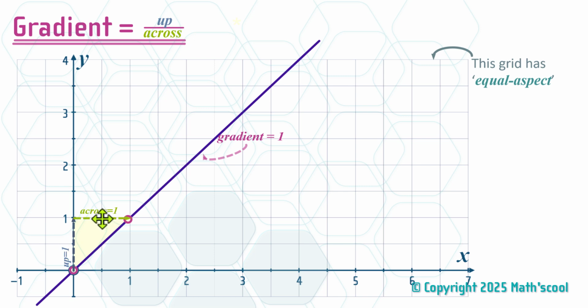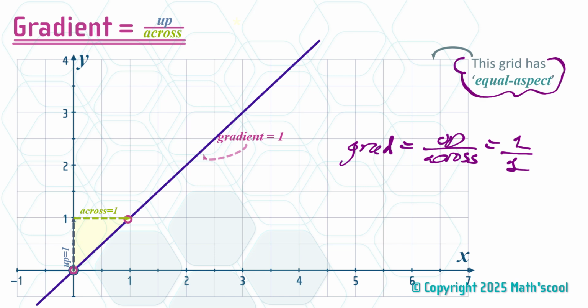You can see I'm going up 1 and across 1. So my gradient is up over across, which is 1 over 1. This line has a gradient of 1. The grid that I've drawn has equal aspect. That means if you measure from 0 to 1 on the x-axis and you measure from 0 to 1 on the y-axis, it's exactly the same.